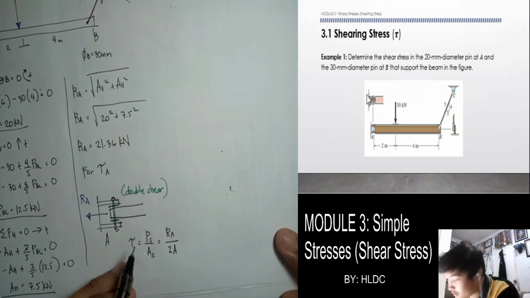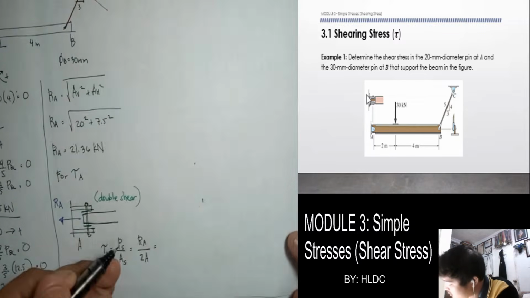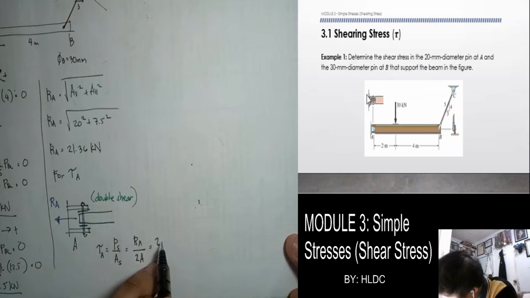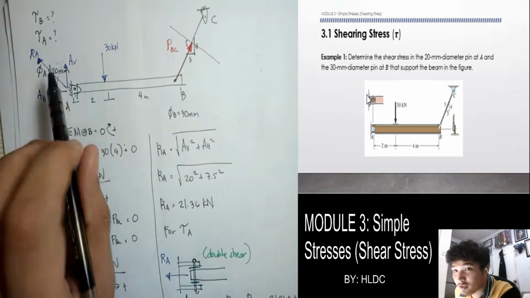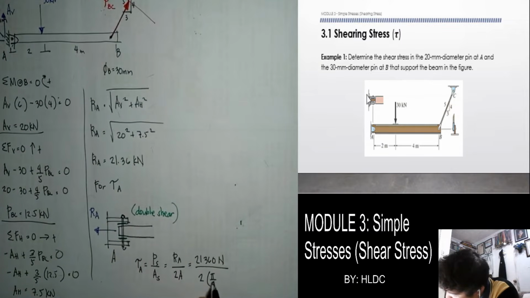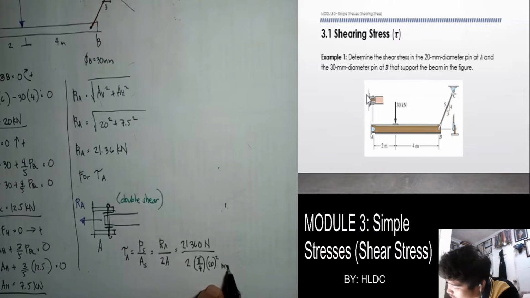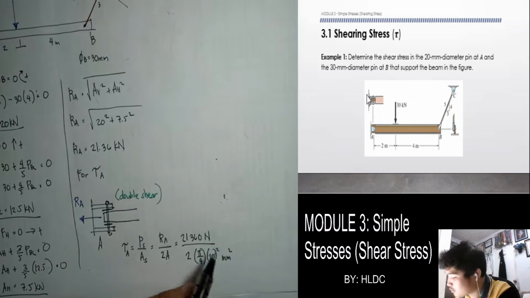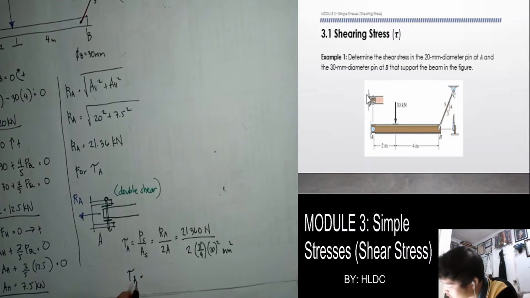Okay, so solving for stress at A, so that is equal sa RA 21.36, so gawin ko 21,360 newtons divided by dalawang area ng pin at A. So si A, diameter niya is 20, that is 2 times pi over 4, and then 20 squared, and then unit is mm squared. Okay, so Newton per mm squared still MPa. So ilan ang stress or shearing stress at A?